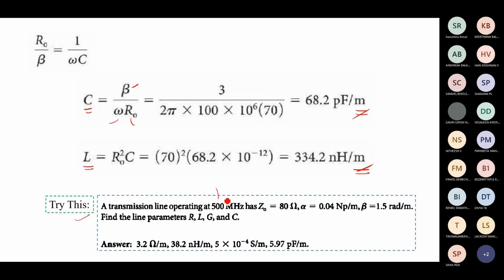And here there is an example given. You can see the frequency, Z0 value, alpha, and beta are given. Now you have to calculate all these values. For this you have to use the general expression, which is a very simple one. The answers are given here, so you also try. I will give the solutions maybe in another tutorial class.